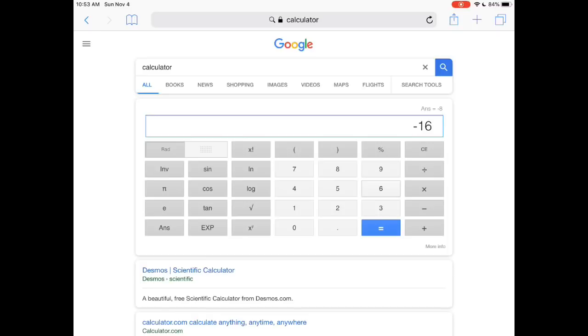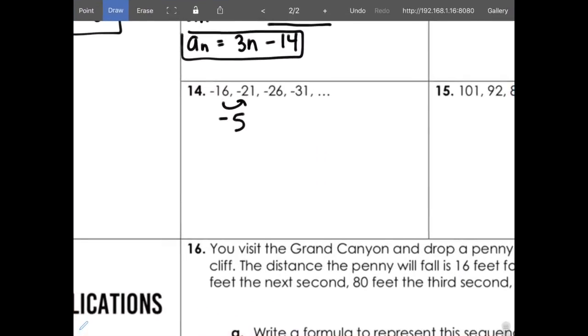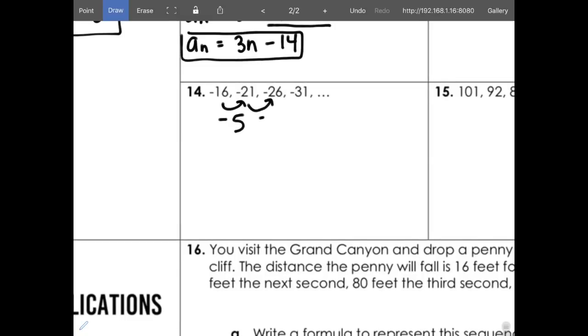Negative 16. If you're wondering how to get to negative 21, even if you just try subtracting 3, we're closer. So negative 16, subtract 4, we're closer. Keep doing that, and you'll see the pattern once you do it. Oh, okay, I'm getting a greater negative. That's why I'm subtracting 5 here. So we're subtracting 5 all the way across.